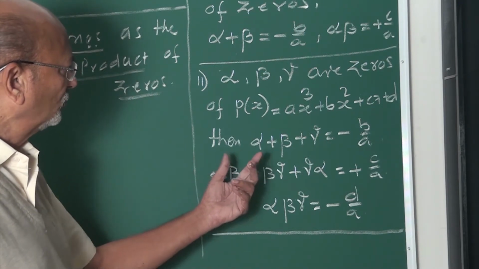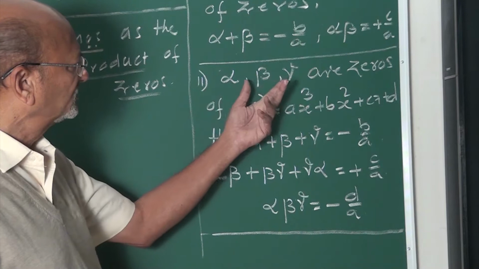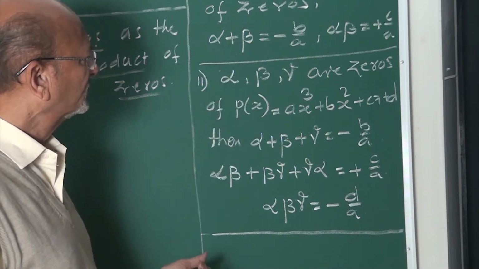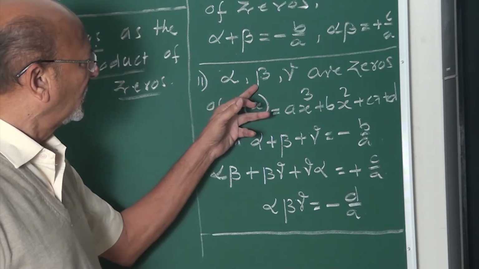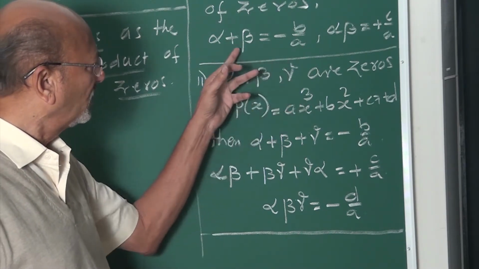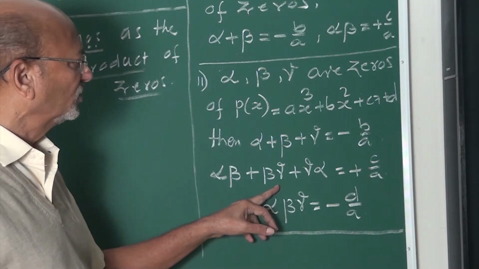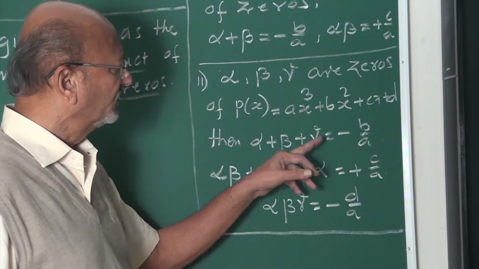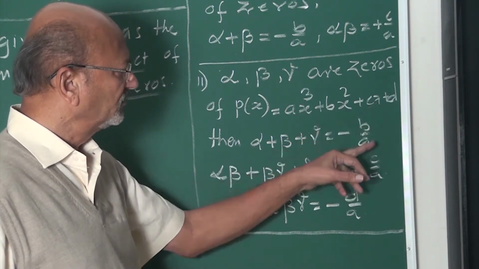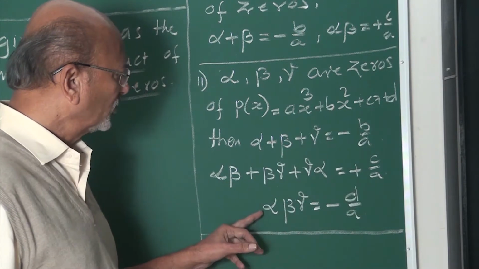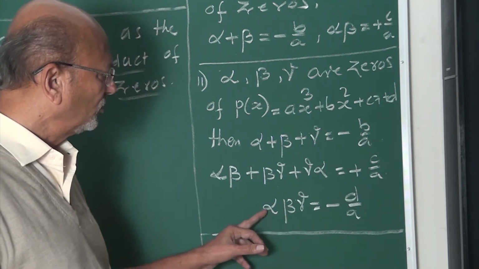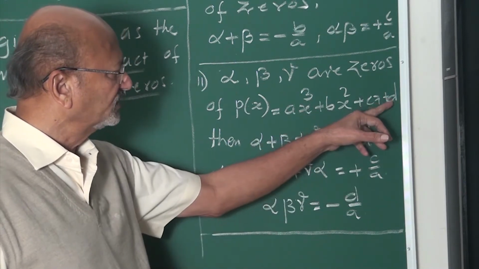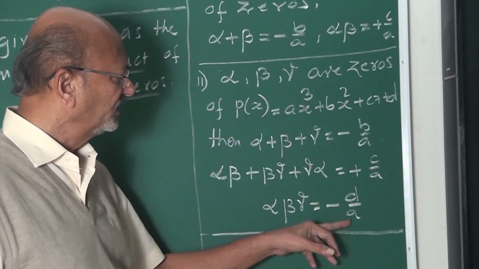Yes, two zeros: first two, alpha, beta; next two, beta, gamma; next two, gamma, alpha. It will come cyclically like this: alpha into beta, beta into gamma, gamma into alpha, cyclic, equal to what? The next coefficient, c divided by a. What is this c? The coefficient of x. Then the product of all the three zeros is minus d by a. Next coefficient, the constant, d by a.